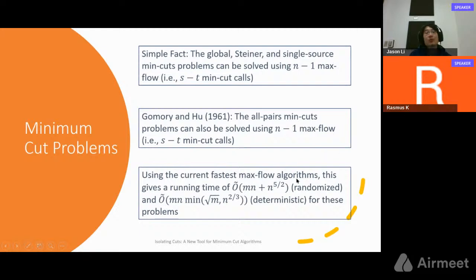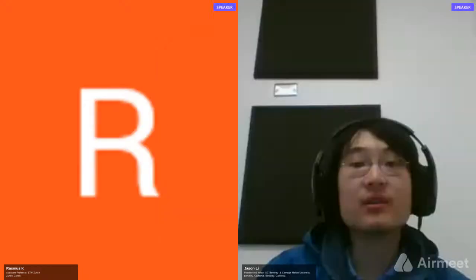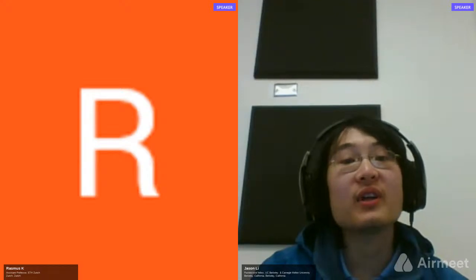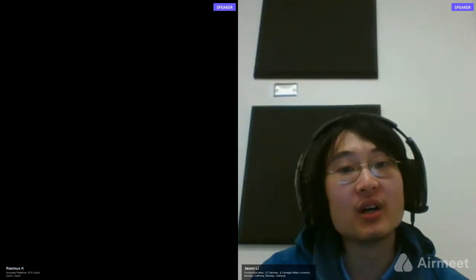So you can think of this as worse than mn. It's at least mn time. You think of mn as a benchmark, and these are slower than mn time, for the naive n-1 max flow calls algorithm to solve these problems.